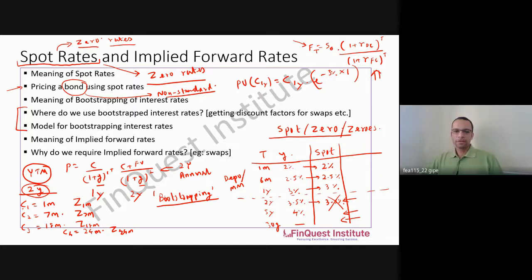Now, to understand bootstrapping, we know that up till 1 year, I don't need to worry about things. But beyond 1 year, I need some kind of approach or methodology to arrive at what these respective spot rates are. So we'll try to see that now. I have a small working in Excel. Let me open that.